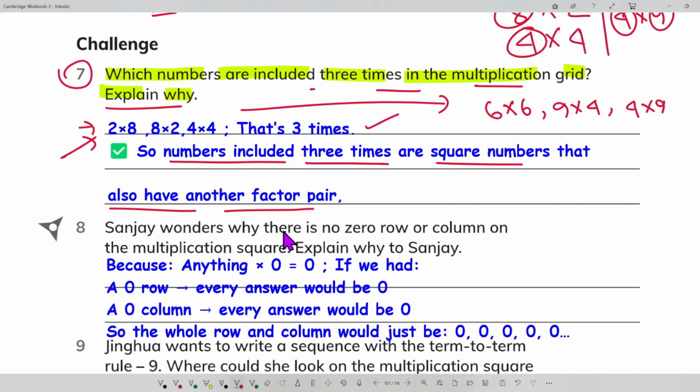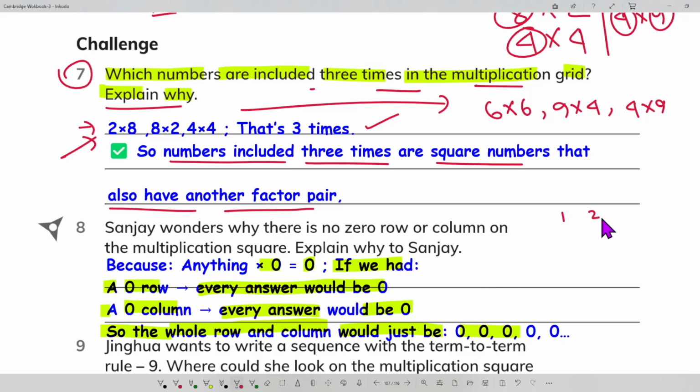Sanjay wonders why there is no 0 row or column on the multiplication square. Explain why to Sanjay. Look, anything multiplied by 0 will be 0. If we had a 0 row, every answer would be 0. A 0 column, every answer would also be 0. So the whole row and column would just be 0.